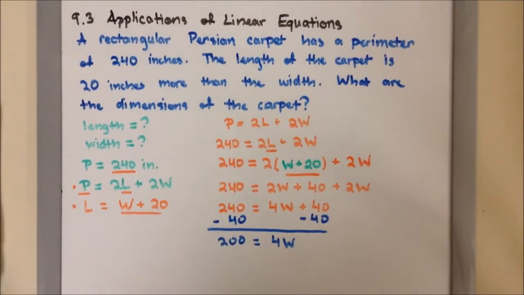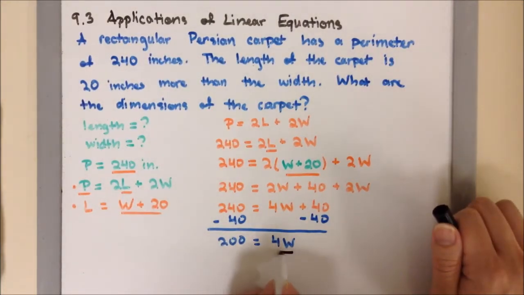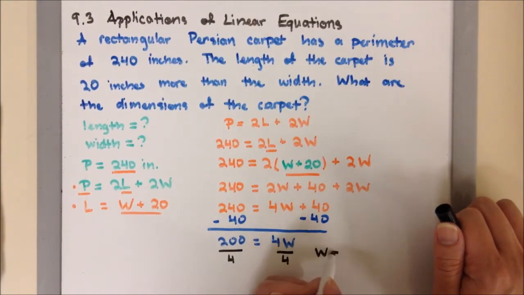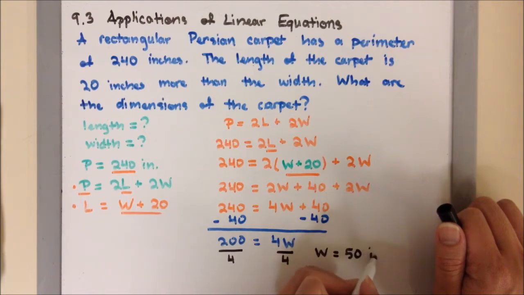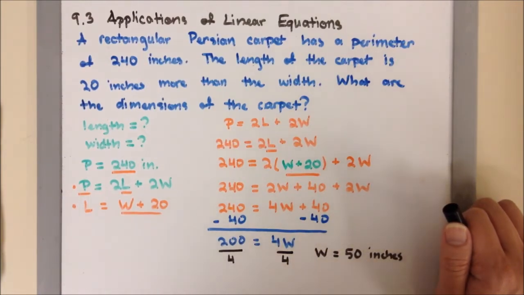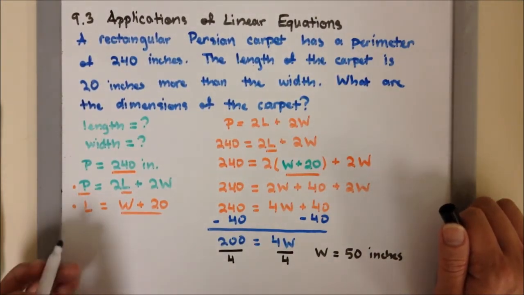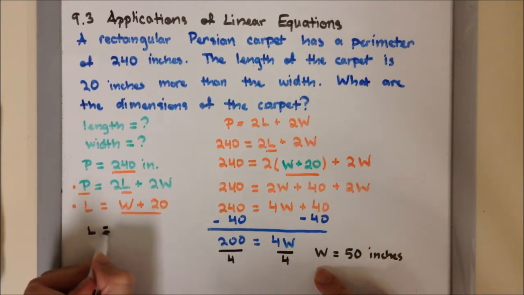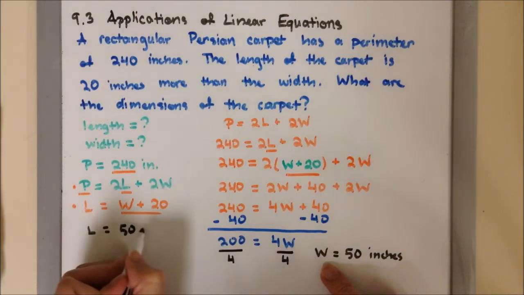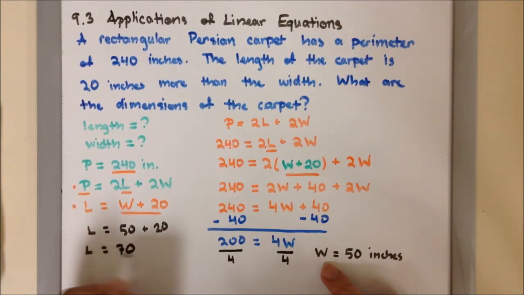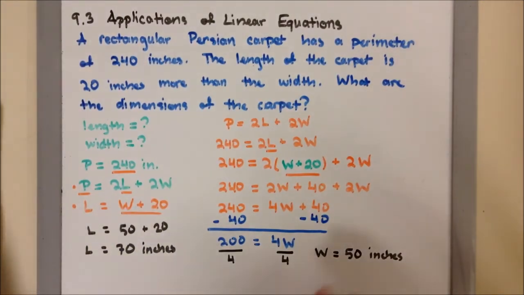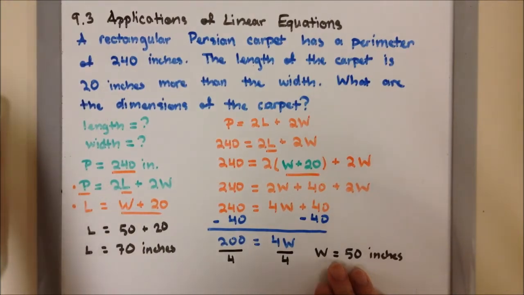So from there, I'm going to divide by 4 to get W by itself. So W, or width, will equal to 200 divided by 4, which is 50. So 50 inches. Now going back to this equation for length, length is equal to W, which is 50, so I'm going to plug in 50 plus 20. So length, or L, is equal to 70 inches. So that will be our final answer for the width and length. So let me box that up.